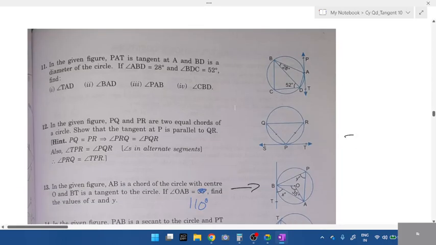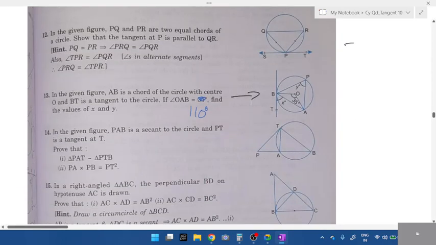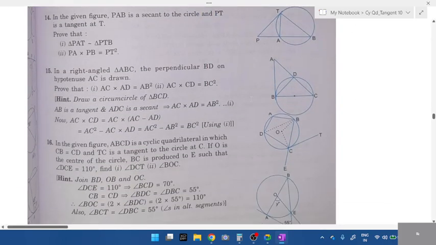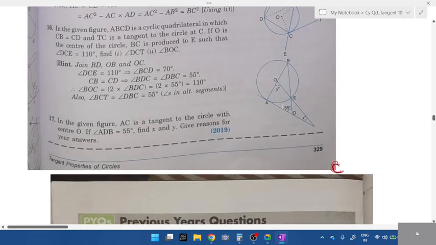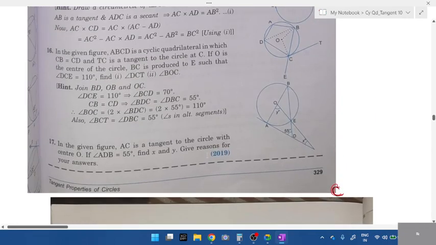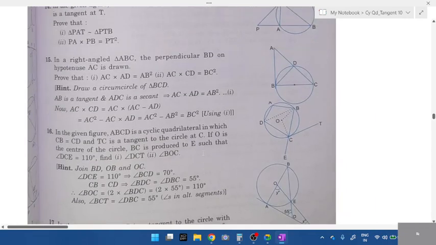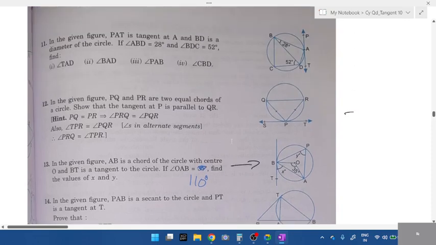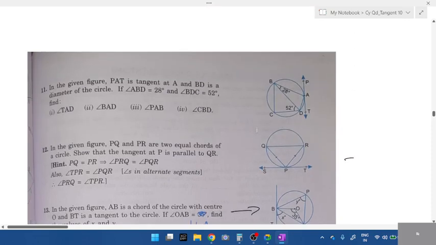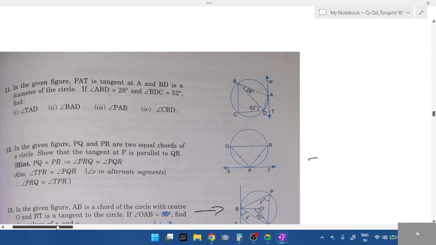Few more questions based on tangent. See, all this, none of the questions are given for board exam. 2019 was given. Look at 2019 question. So before that, few more questions we'll practice. 19. What about this one? Shall we try this one? 11th one? All of you will respond.